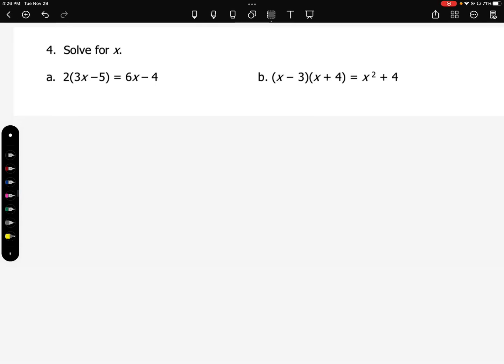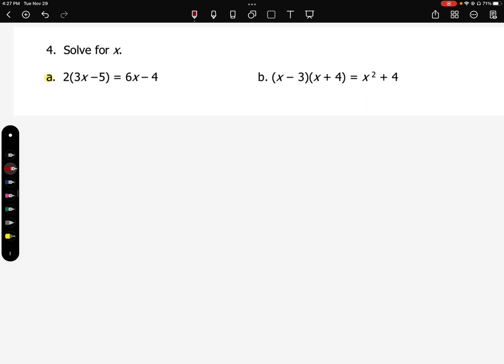This is problem number 4 from the Chapter 4 Closure packet. We have 3 equations that we're solving for x. So, letter A is the one we'll start with. It has 2 times the quantity of 3x minus 5 is equal to 6x minus 4.